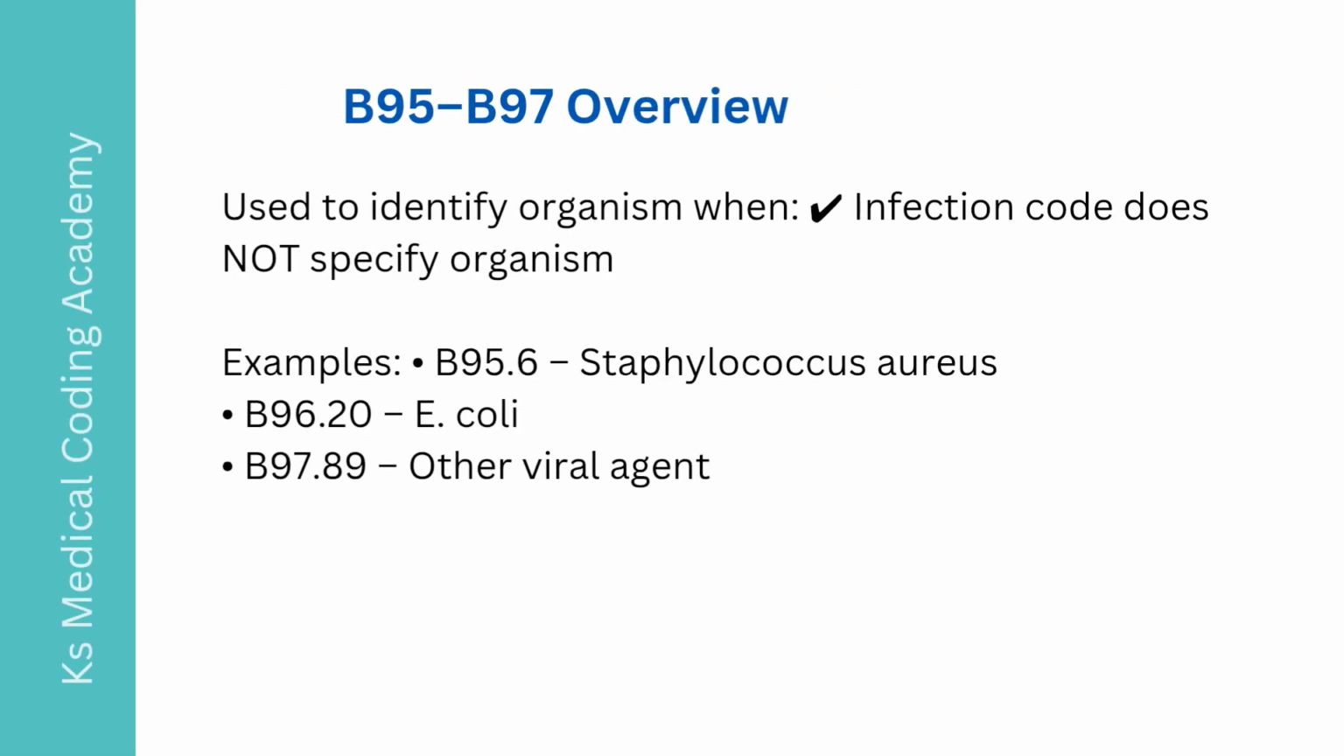B95-B97 Overview. Codes B95 through B97 are used to identify the infectious organism when it is not included in the main diagnosis code. Examples include B95.6 for Staphylococcus aureus, B96.20 for E. coli, and B97.89 for other viral agents.